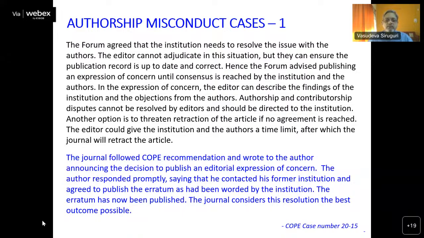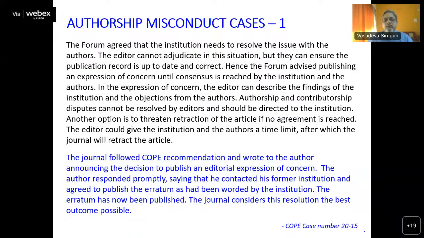Okay. And they wrote to the author announcing the decision to publish an expression of concern. Then, of course, the author immediately sat up and promptly agreed, saying, okay, no, don't do anything, it's fine. Whatever my former institution has suggested, it's fine with me. You please go ahead and publish that erratum. Okay. So it has now been published, and now the case is almost closed because the erratum is there, and that sort of takes care of the mistake which the author has made.